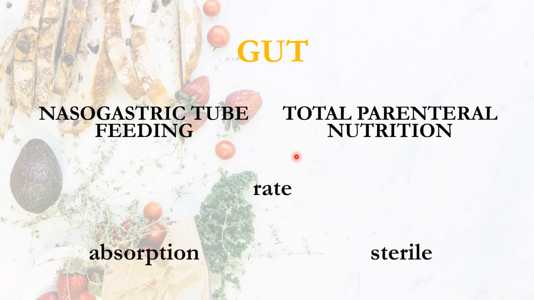Next. In terms of this feeding, whether NGT feeding or parenteral nutrition, we take note of the rate, as I said earlier. In nasogastric tube feeding, we need to check if the patient's absorbing. Maybe we keep feeding the patient, but the patient is not absorbing the feed. What do we do about it? Then we discuss with the team, and maybe the patient may have something like prokinetics to help them absorb the feed.